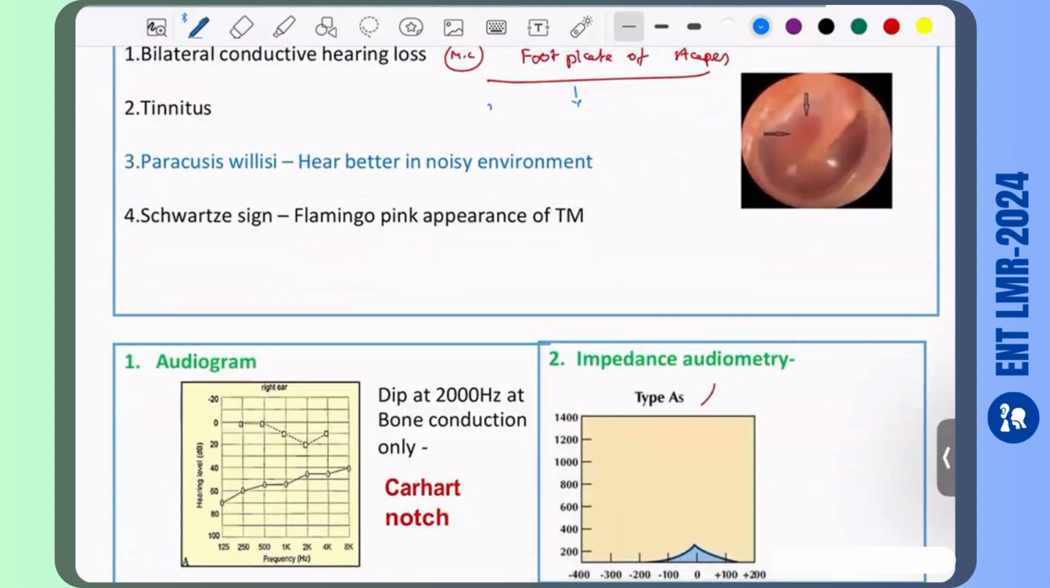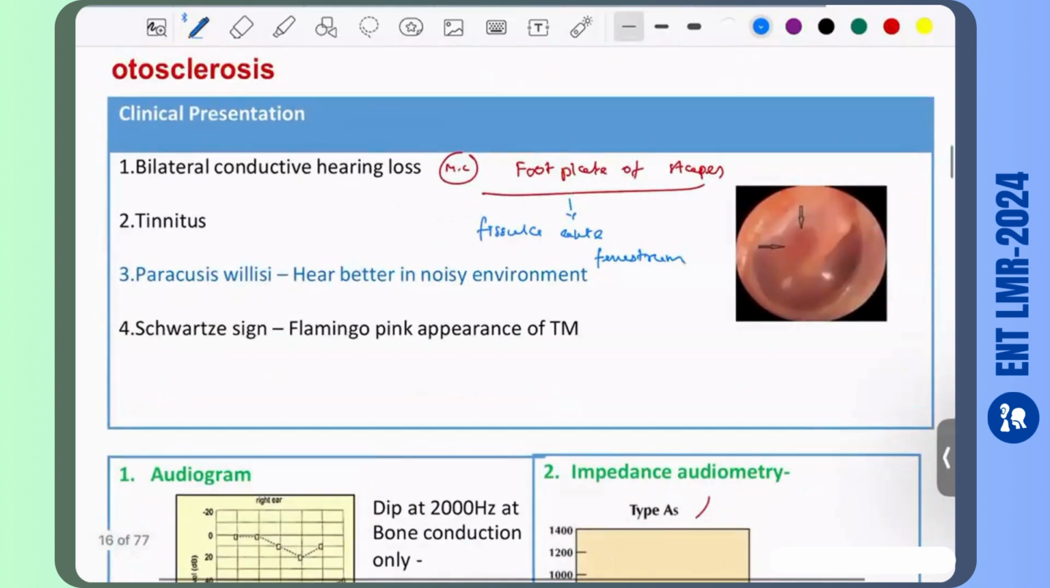Fissula ante fenestram. So this is the most common site for otosclerosis.